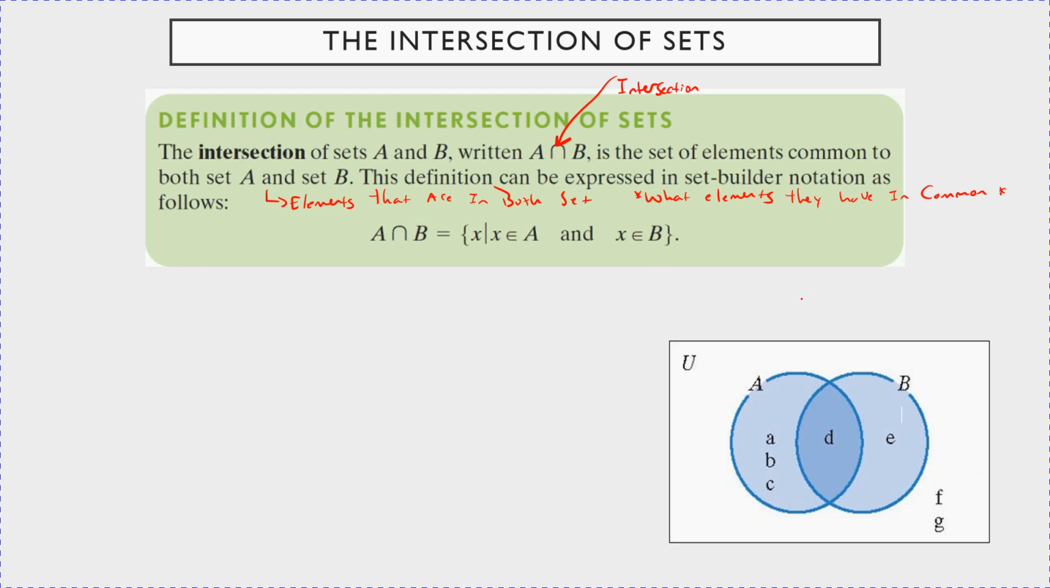When you look at this Venn diagram, the intersection is this shaded part. The intersection is the overlapping part. If you look here, just looking at this Venn diagram, set A is A, B, C, D.